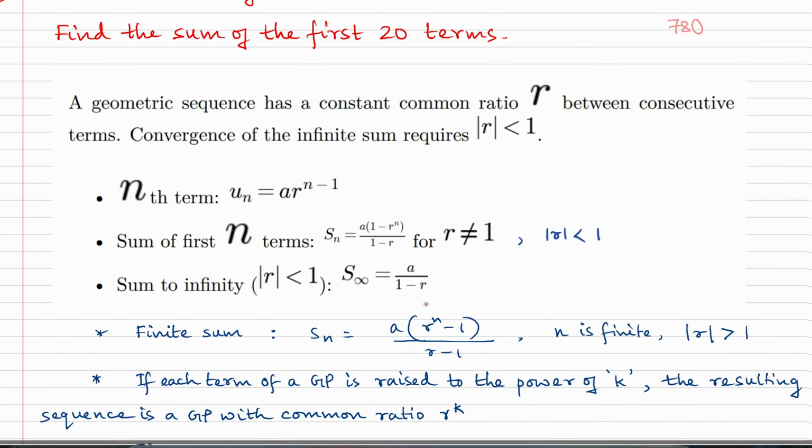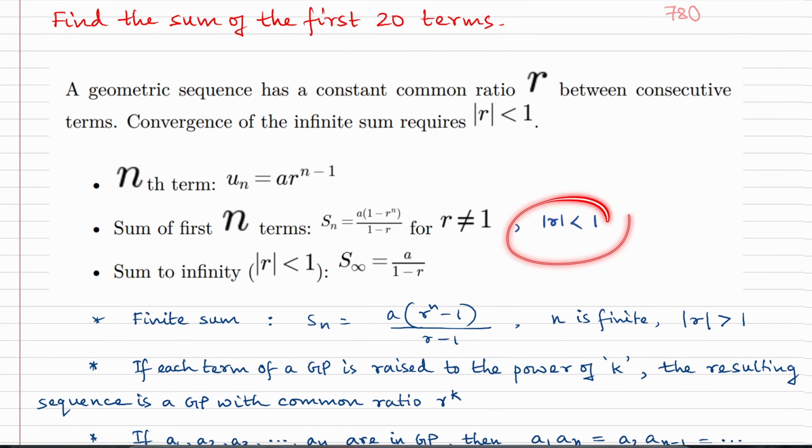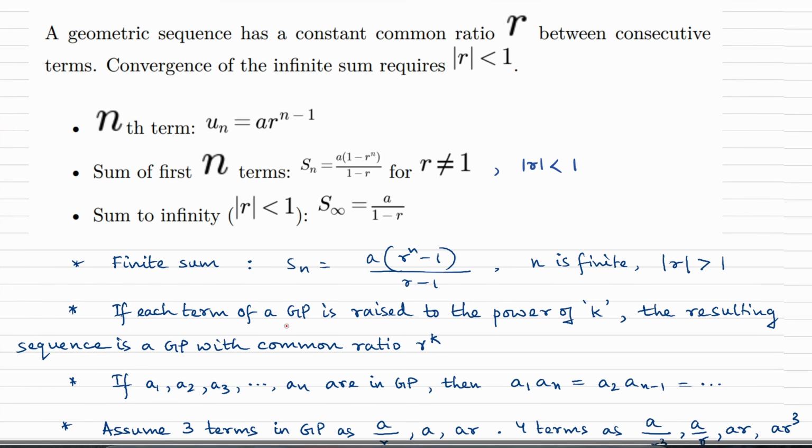Now, if I'm looking for a finite sum where |r| is greater than 1 and the number of terms is finite, then that value is given as Sn is equal to a times (r^n - 1) divided by (r - 1). If each term of a GP is raised to the power of k, then the resulting sequence is also a GP but with a common ratio r to the power k.